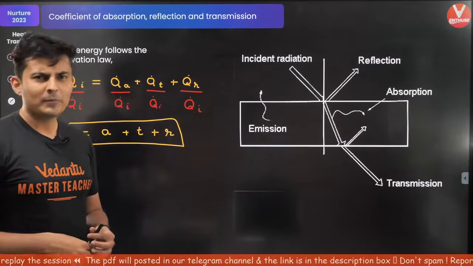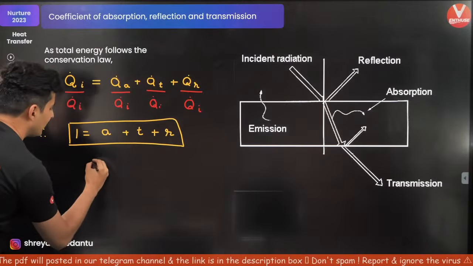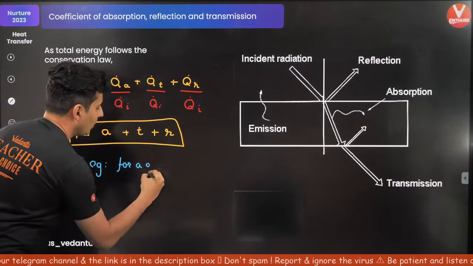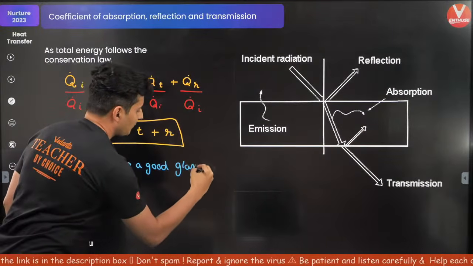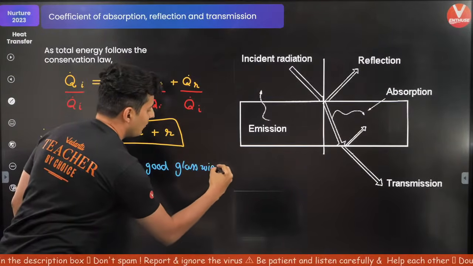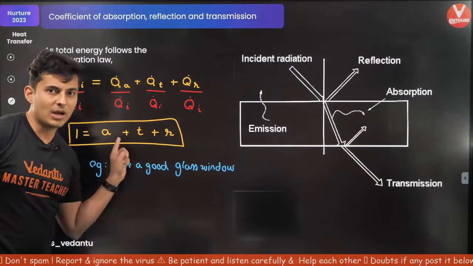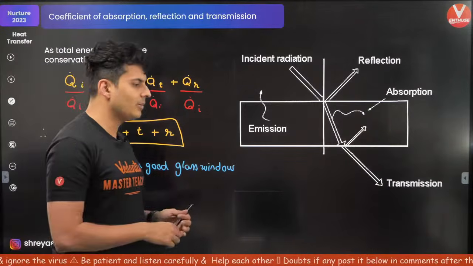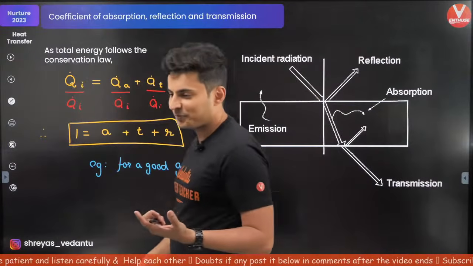Yep. Now I have a question for you. For a very good glass, so let's take some examples. For a good glass window, what do you think? Which variable can you comment about? A, T or R? Which variable is easy to comment? Think about it. Out of A, T and R, which one do you think you know?